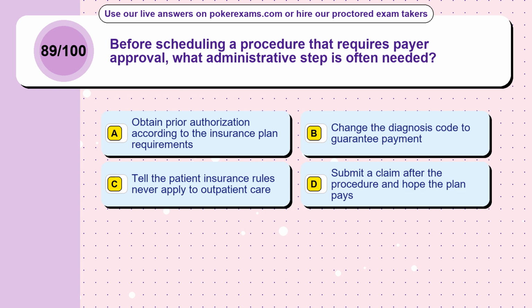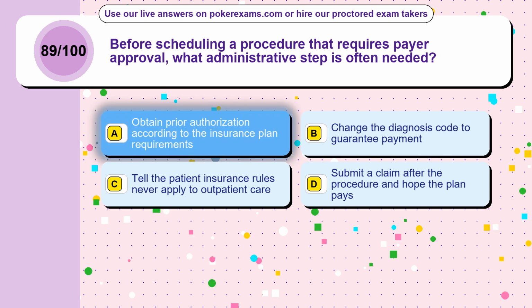Question 89. Before scheduling a procedure that requires payer approval, what administrative step is often needed? Option A. Obtain prior authorization according to the insurance plan requirements. Option B. Change the diagnosis code to guarantee payment. Option C. Tell the patient insurance rules never apply to outpatient care. Option D. Submit a claim after the procedure and hope the plan pays. The correct answer is option A.